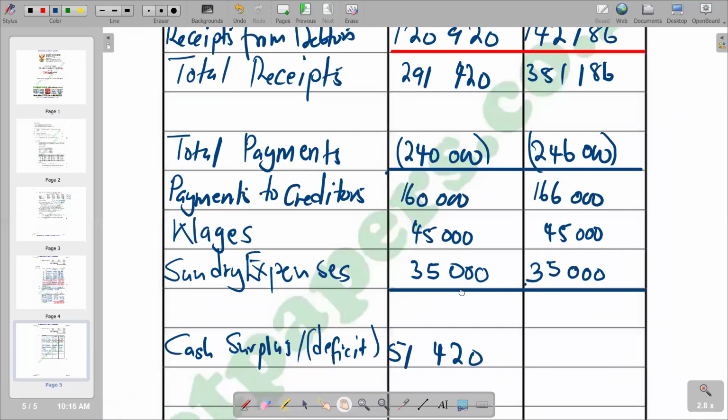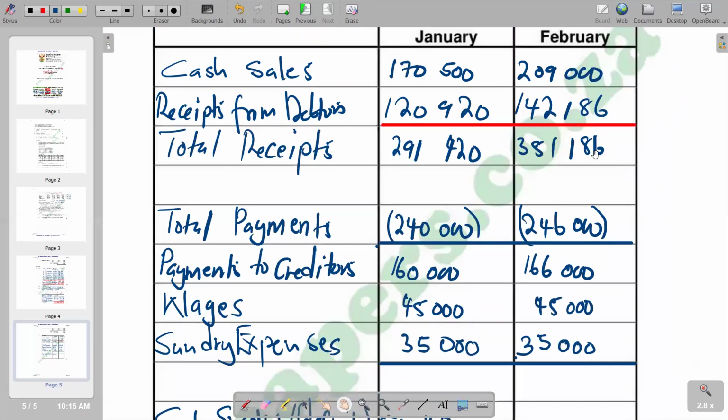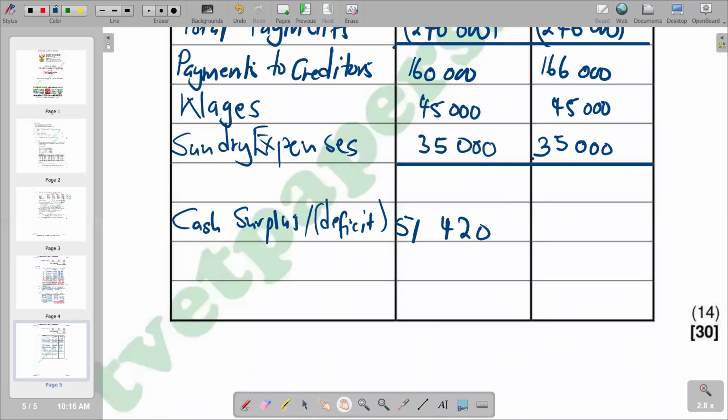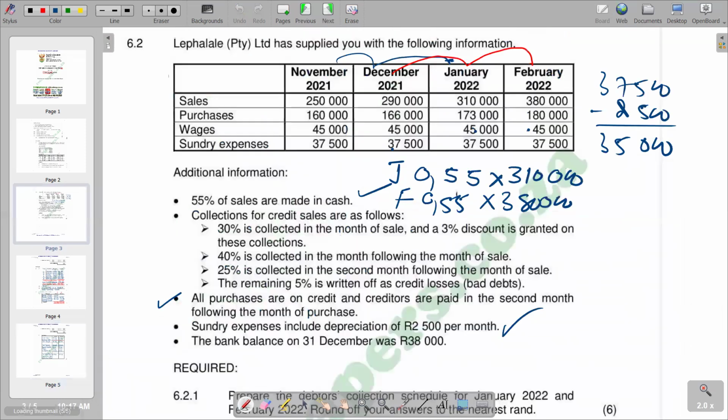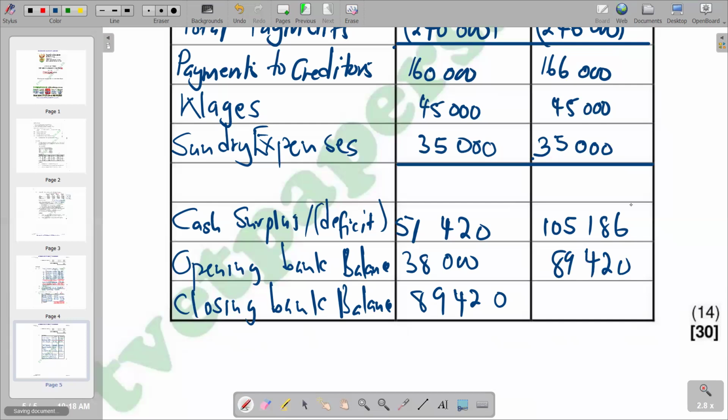Do the same thing for February, where we say 351,186 minus 246,000. We get again a cash surplus, which is a positive figure, of 105,186. Then the closing bank balance, bringing in the balance from January, gives a final balance of 194,606. So that becomes your final balance of the cash budget.